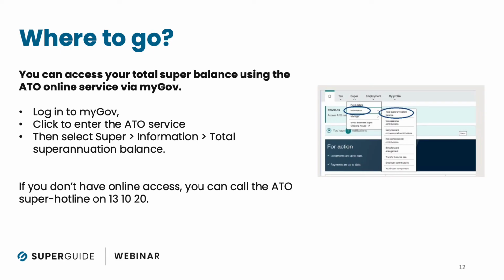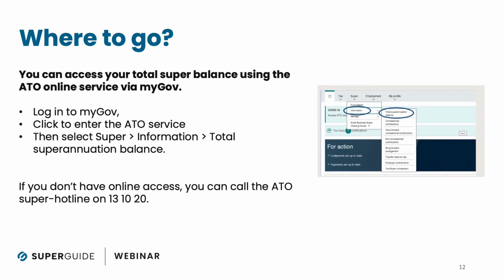To find out exactly what your relevant total super balance is, you can use the MyGov app or the MyGov website. You log into MyGov, you then go into ATO service. There's a tab called ATO service. You then select super, which you'll see there on that little picture. It then drops down your menu. You choose information and then total super balance.